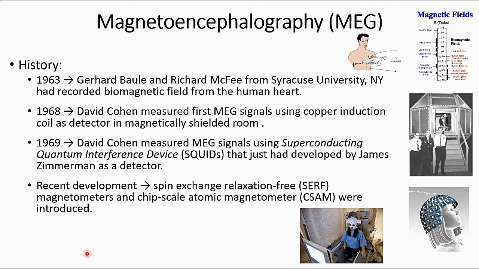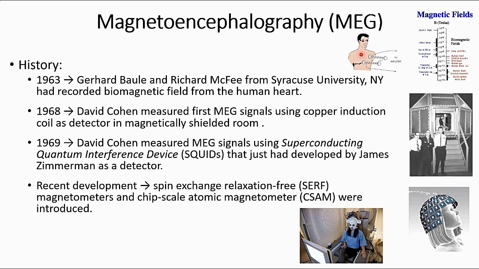Next, I will give you an overview of magnetoencephalography, or MEG. The history of MEG started in 1963, whereby Gerhard Bohler and Richard McPhee from the Department of Electrical Engineering, Syracuse University, New York, recorded the biomagnetic field from the human heart. They used two identical coils connected in series as the detector. These coils were placed parallel to each other on the subject's chest.